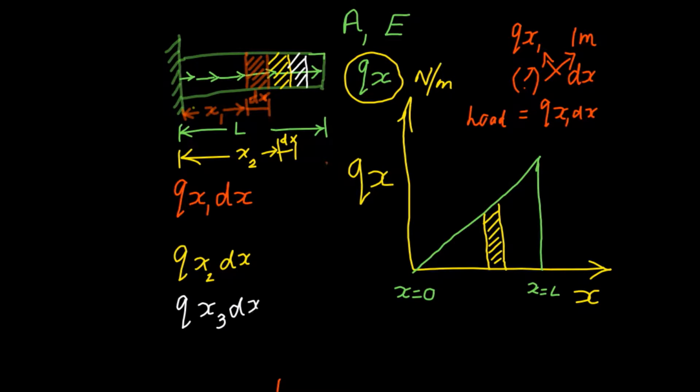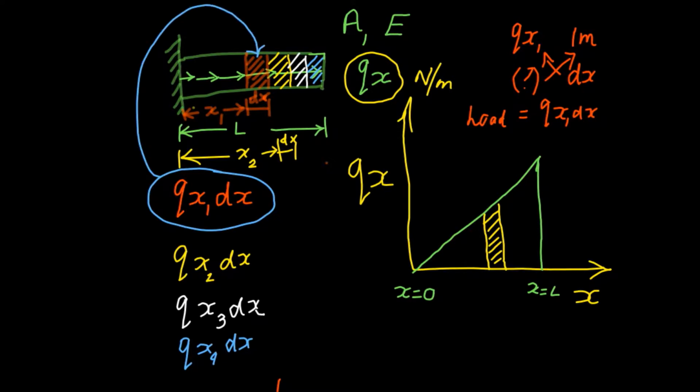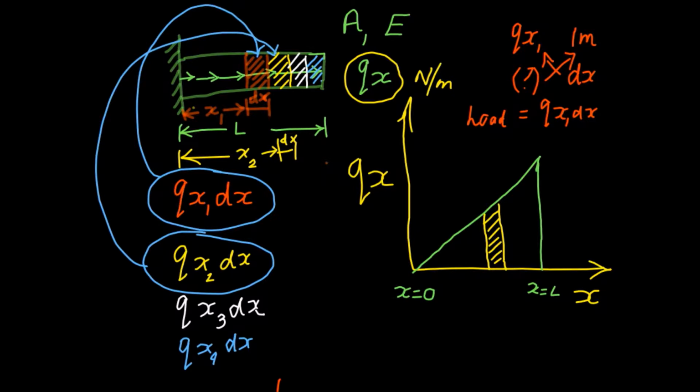And I'm going to consider the last portion, the load that is placed on this last portion. So I'm representing that by this blue here, that is q into x4 into dx. x4 is the distance from the left extreme end to the blue portion that we have considered. Okay, q into x1 into dx is the load that is placed on this small portion here. q into x2 into dx is the load that is placed on the small portion here, and so forth. So you know the exact physical scenario of the mathematical equations.